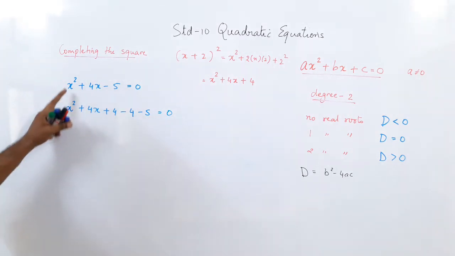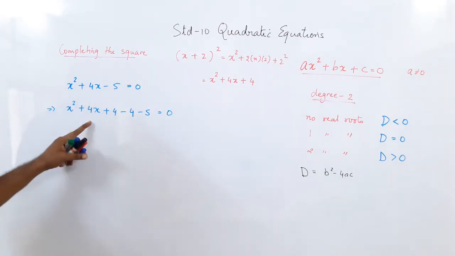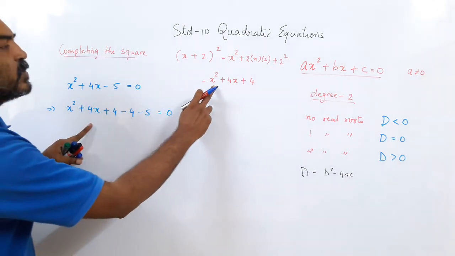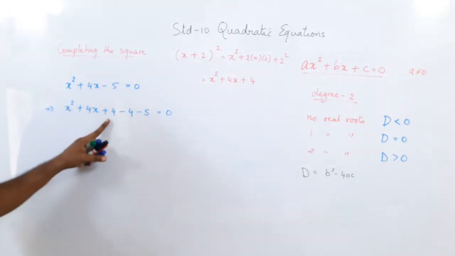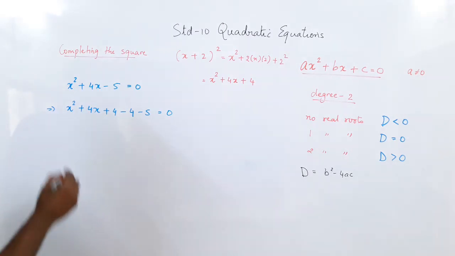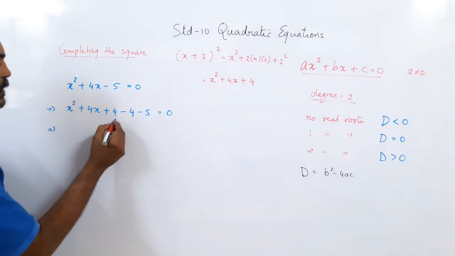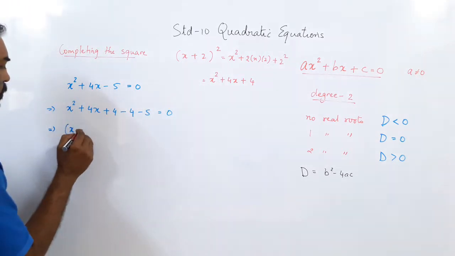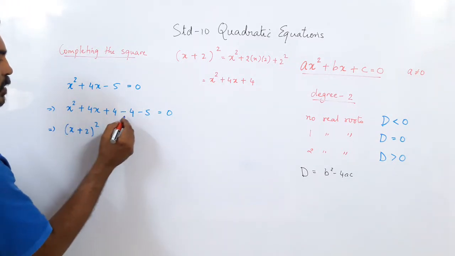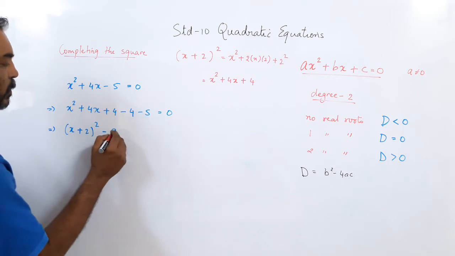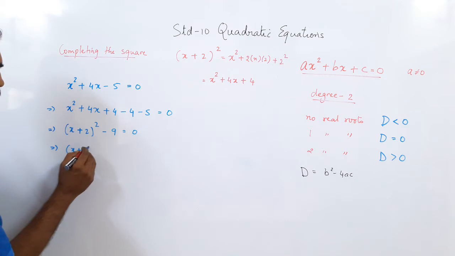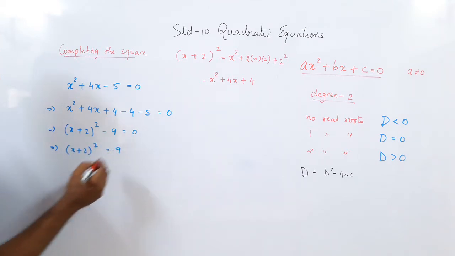So you can see, x square I kept as it is, 4x I repeated, minus 5 is repeated. But to make it a perfect square, I put a plus 4 here. Because I put a plus 4 here, I have to also put a minus 4. Now this is a perfect square. What is x square plus 4x plus 4? x plus 2 the whole square. So I write x plus 2 the whole square. Minus 4 minus 5 gives me minus 9 equal to 0. This gives me x plus 2 the whole square equal to 9.